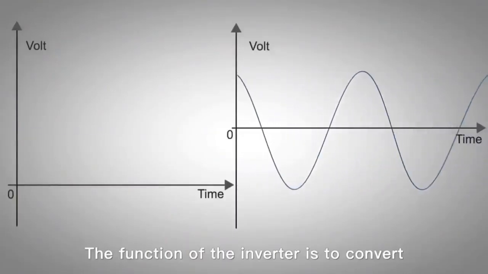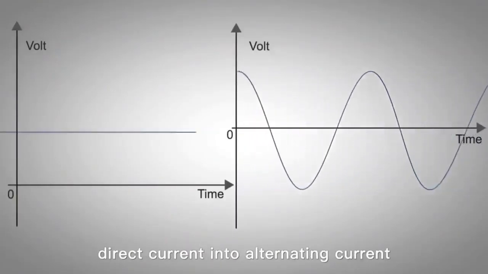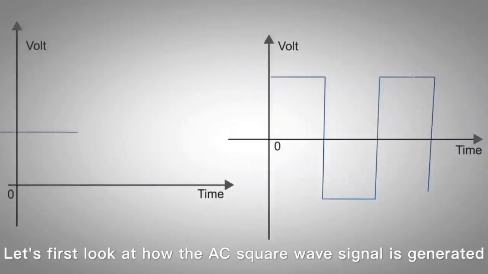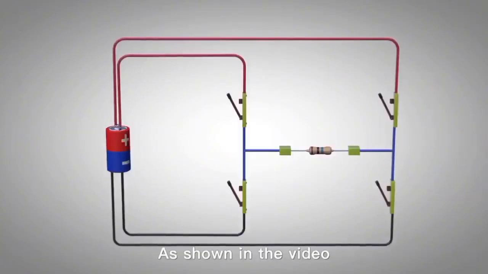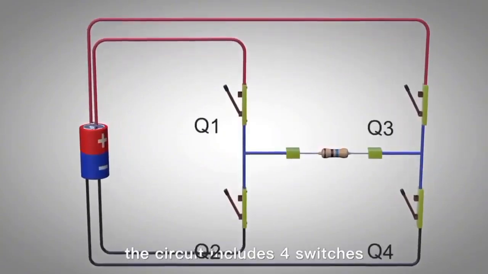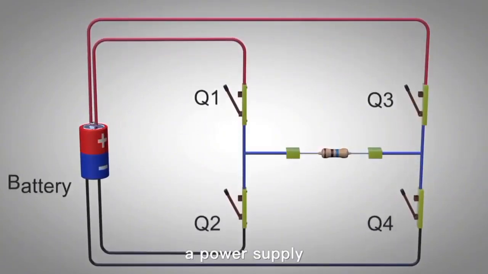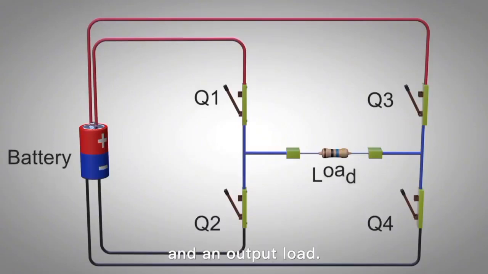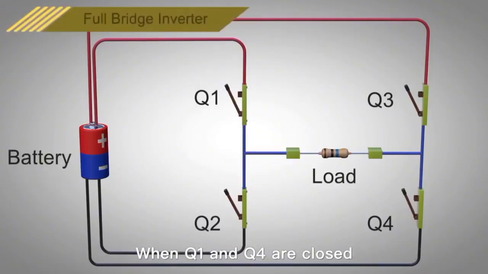The function of an inverter is to convert DC power into AC power. Let's first look at how an AC square wave signal is generated. As shown in the video, the circuit includes 4 switches, a power supply, and an output load. This inverter is called a full bridge inverter.